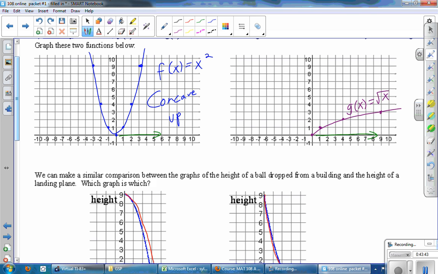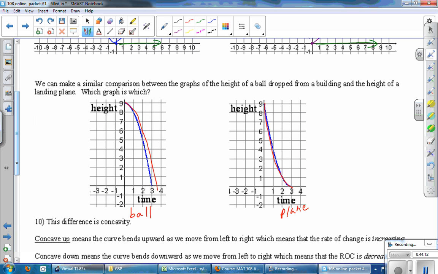But in the other picture, as we go left to right, this curve is bending downward. It's not going down per se, but instead of being a straight line, it is bending away from that line and curving downward. It is going up, but it is going up slower and slower. So this one right here is concave down.